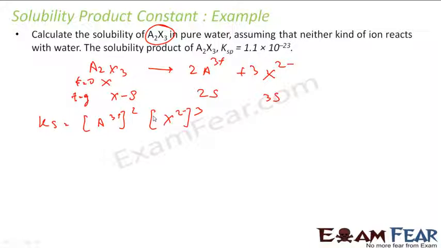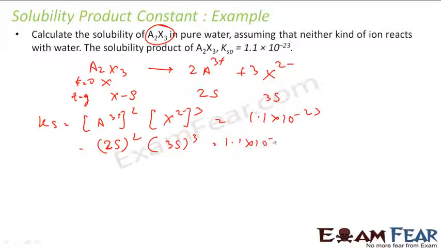This value is given as 1.1 times 10 to the power minus 23. You put the values: A3+ is 2S, squared, and X2- is 3S, cubed. This equals 1.1 times 10 to the power minus 23. You solve this and you get S as 10 to the power minus 5 M, that is moles per liter.